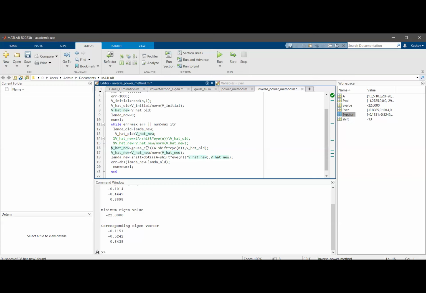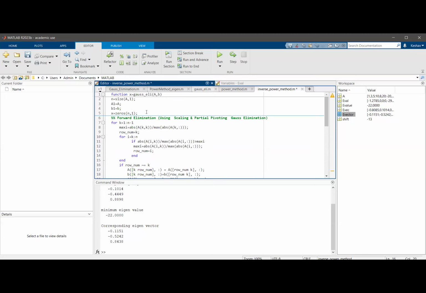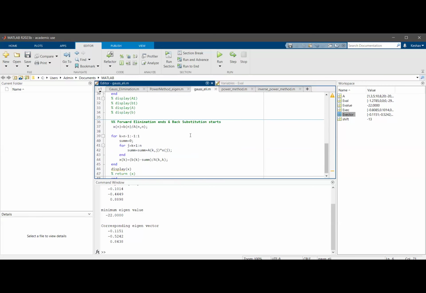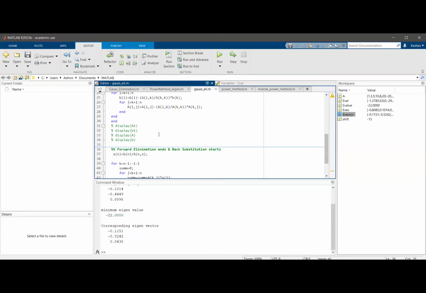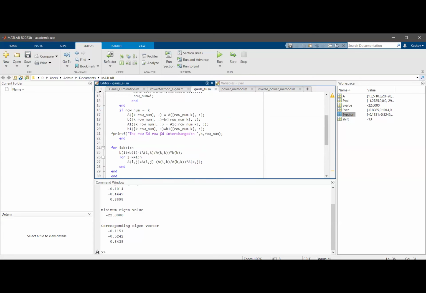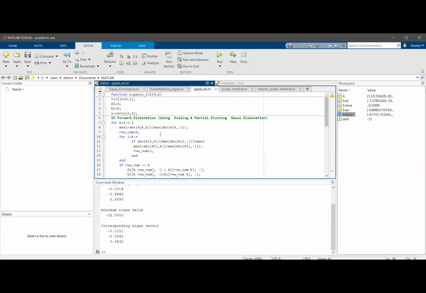To solve the system of linear equations, I will use this Gauss ELI function. This is the Gauss elimination function that I have made. Now I will show you the function. This is forward elimination using scaling and partial pivoting in Gauss elimination. Then forward elimination ends and backward substitution starts. I think I showed in last week's problem solving session how to make the Gauss elimination code. This function I am using here now.